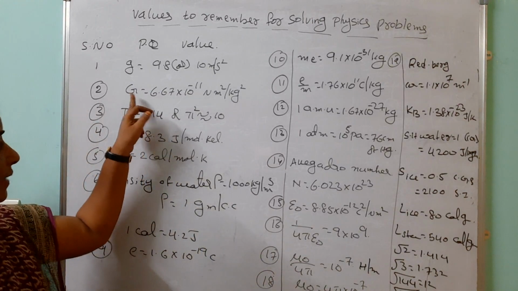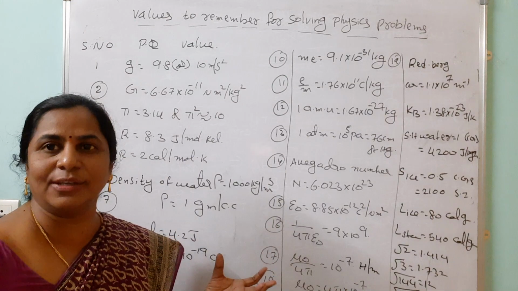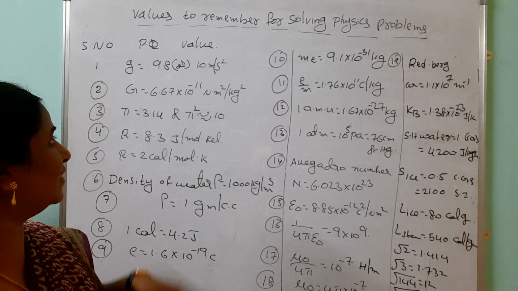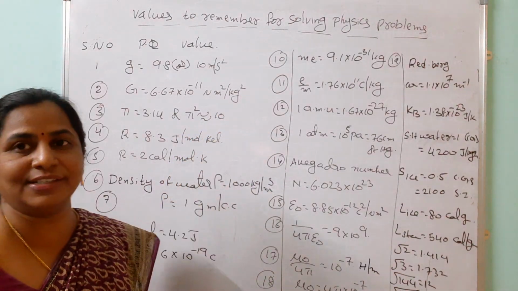Then capital G, the universal gravitational constant. Wherever you go in the universe, this is a constant. That value, how much? 6.67 into 10 to the power of minus 11 Newton meter square per kg square.